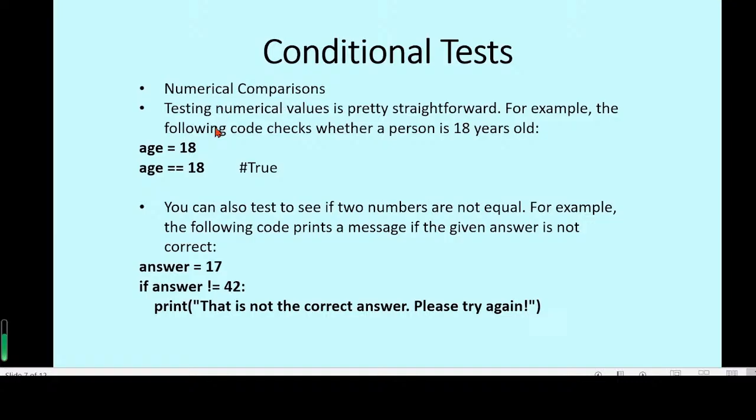And numerical comparisons. Testing numerical values is pretty straightforward. For example, the following code checks whether a person is 18 years old. So if the person is 18 years old, then you test numerically if the age equals 18. You get a true result. You can also test to see if two numbers are not equal. So for example, the following code prints a message if the given answer is not correct. So answer is 17. So we test if answer is not equal to 42. Then we print a message: This is not the correct answer. Please try again.